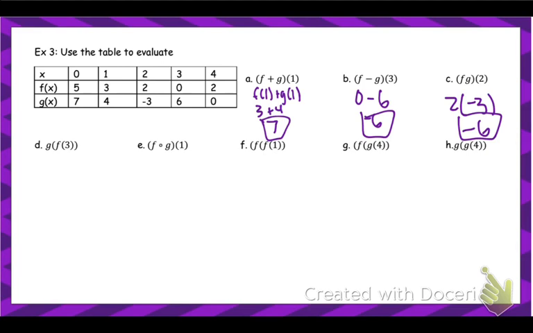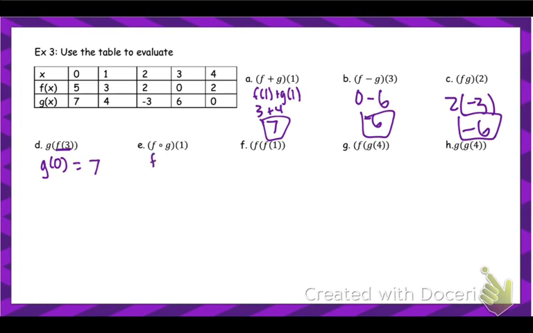All right, now we're going to look at composition. Okay, so starting on the inside, f of 3. So on my table, f of 3 is 0. Now I have a new question, g of 0. g of 0 is 7. All right, again, this is composition. This is that other notation. You may not see it that often, but you could see it potentially, so it's still good to know.